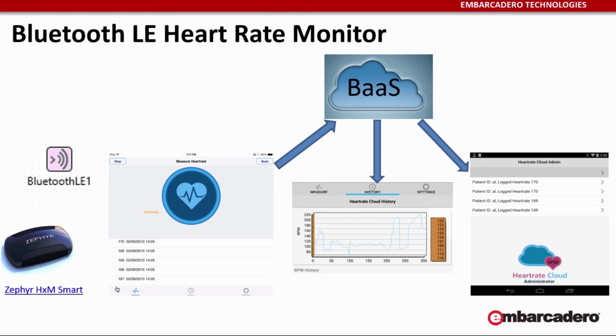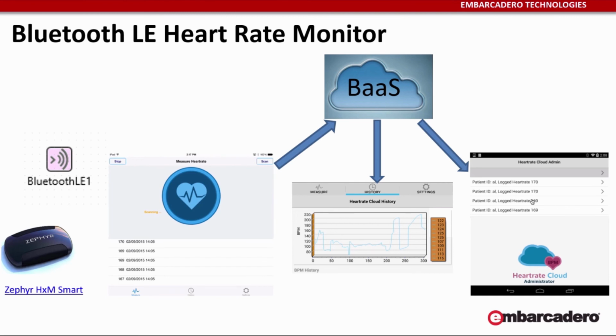So for this app, to build it as a connected app and create a distributed Internet of Things solution, we have a client application to collect the heart rate beats per minute data and also graph the historical beats per minute data on another tab. We added a backend as a service cloud service to handle authentication and database services to store the data.